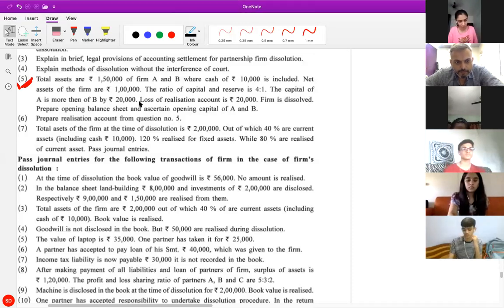In this sum, your loss of realization account is given, but you don't have to make a realization account. You just have to prepare an opening balance sheet and ascertain the opening capital of A and B. But you can even make a realization account, partners' capital account, cash and bank for practice. Okay, you can do that.